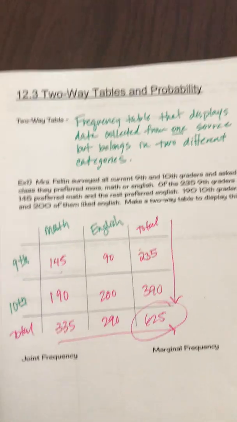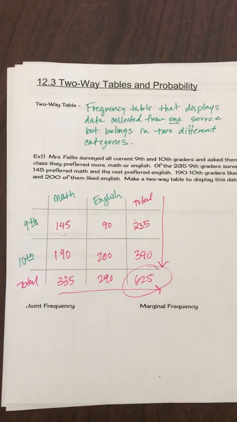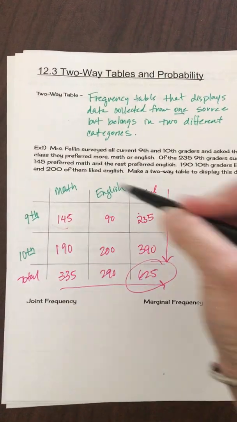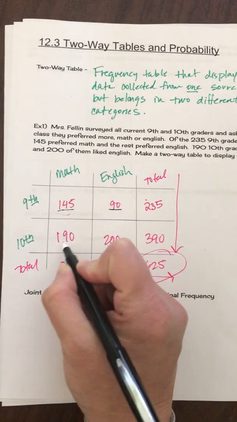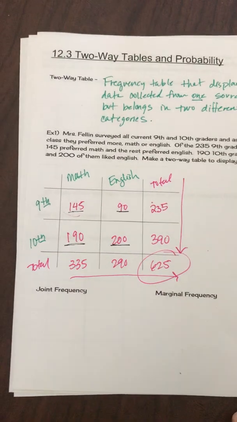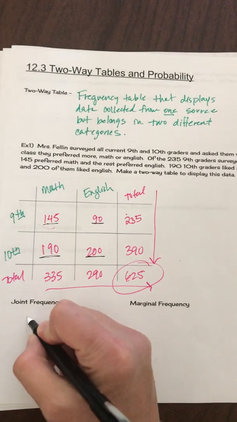So the next question asks about joint frequencies and marginal frequencies. A joint frequency refers to which of these numbers represent joint frequencies. Well, a joint frequency is any of the numbers on the inside, so it's each entry in the table.